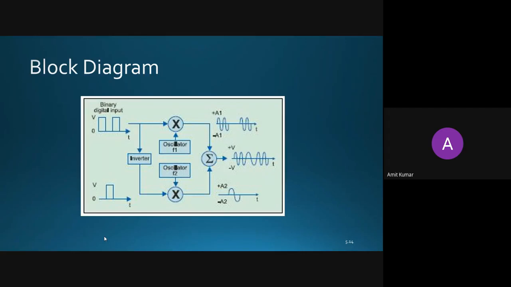Now the oscillator frequencies are multiplied with your input data signal. Here we have an inverter. What will the inverter do? If it is 0, it will be replaced by 1. If it is 1, then the output will be 0. So whatever data input is available here, the inverted digital input is available here. This inverted input is multiplied by this oscillator signal.